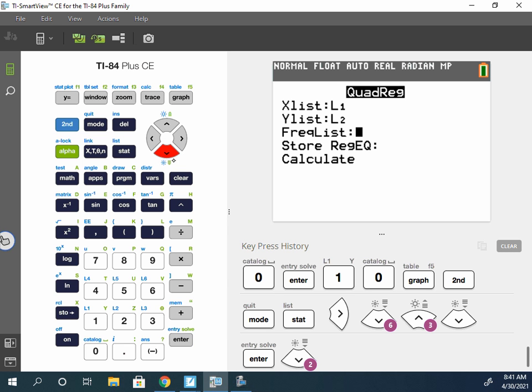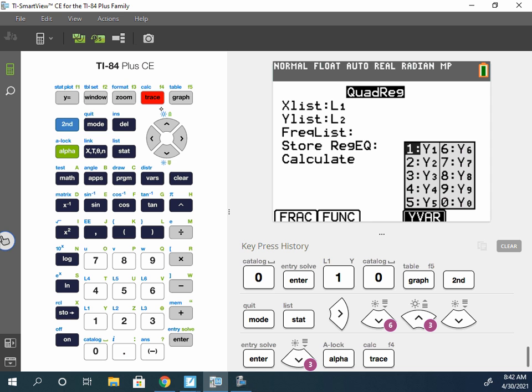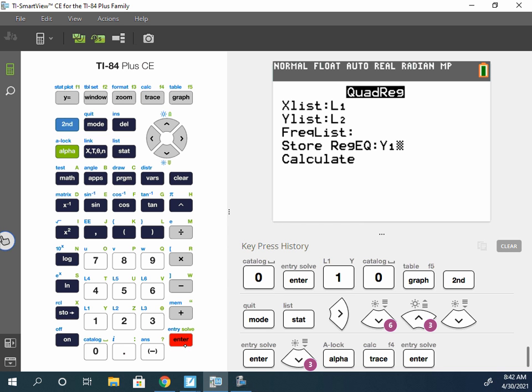Now we don't normally concern ourselves with frequency, but let's store this. There is a way we can store it. What I'm going to do is hit alpha, and you know you've hit alpha because it has a little A printed in there. And what we're going to hit is trace. So you should get this little window popped up here. Y'all see that? Now we're going to hit enter this time, and you should have Y1 written there next to store.